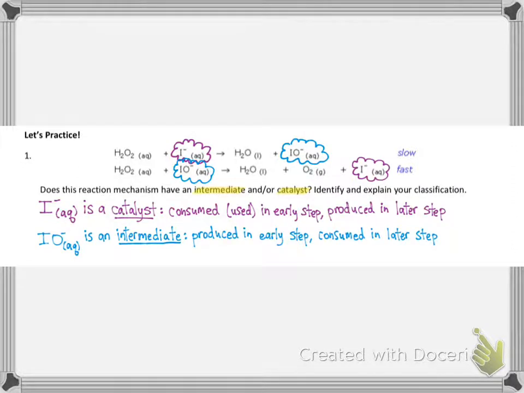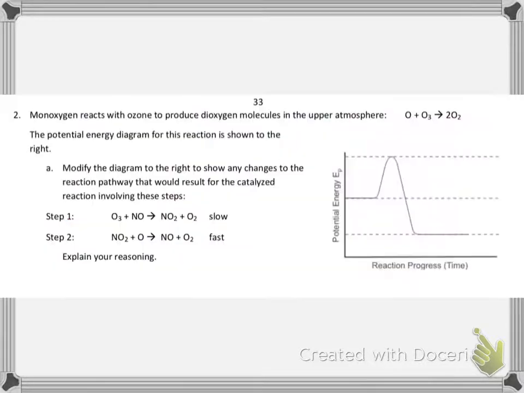So there you go. So identifying intermediates and catalysts are very common, both multiple choice and free response questions. You have to be able to recognize them and explain how you can tell them apart. All right, let's take a look at the next page.